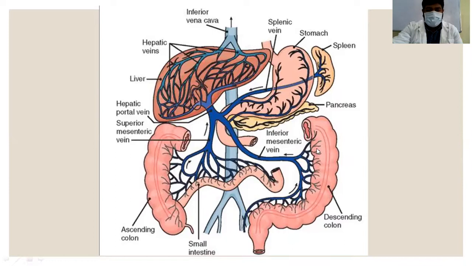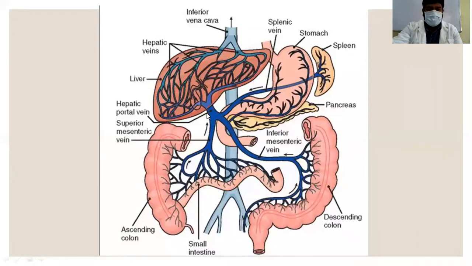And here, the lower part, the descending colon and all, they are drained by what? The upper half of the rectum and the descending colon are drained by the inferior mesenteric vein into the hepatic portal vein. So from the splenic vein it is coming, from the gastric vein it is draining, from the inferior mesenteric vein it is draining into the hepatic portal vein, and from the superior mesenteric vein it is draining into the hepatic portal vein.